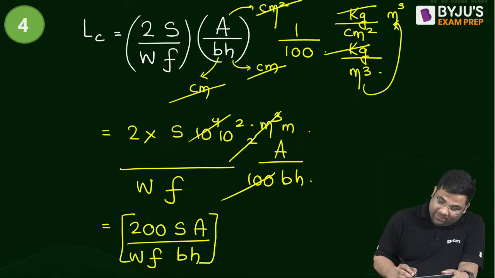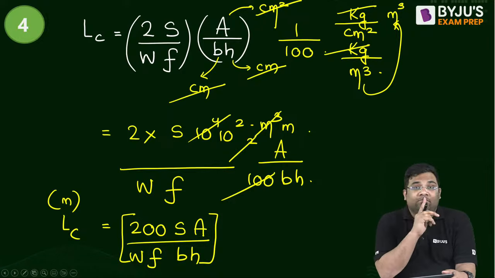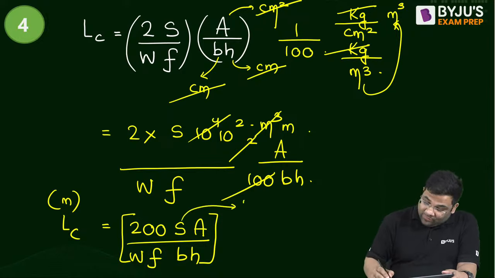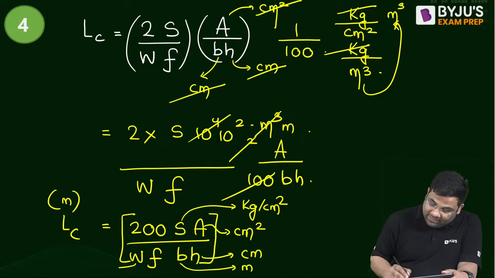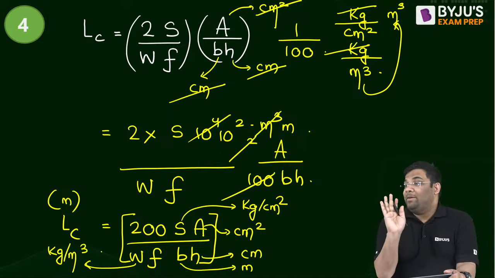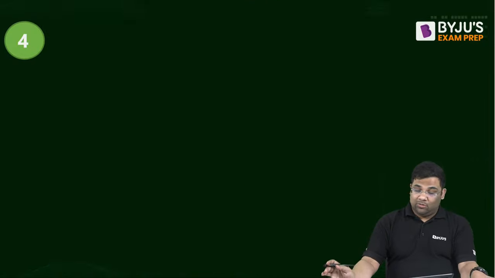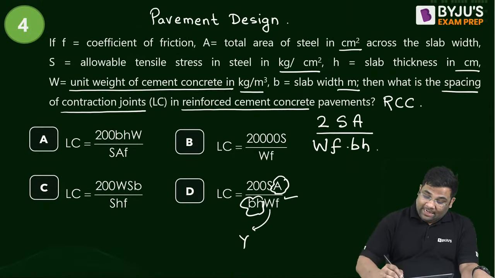Yes? Everybody understood this formula? This is Lc in meter. This S will be in kg per centimeter square, this area will be in centimeter square, this H will be in centimeter, this B is in meter, and this W is in kilogram per meter cube. So everybody understood this formula? Yes or no? So this is the right answer.